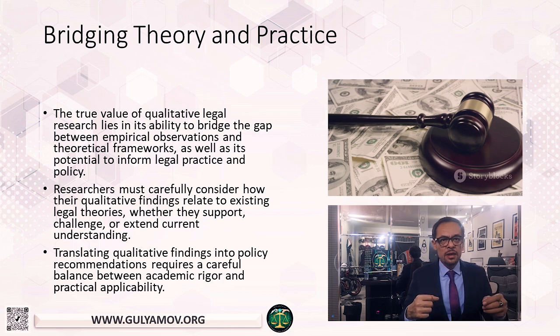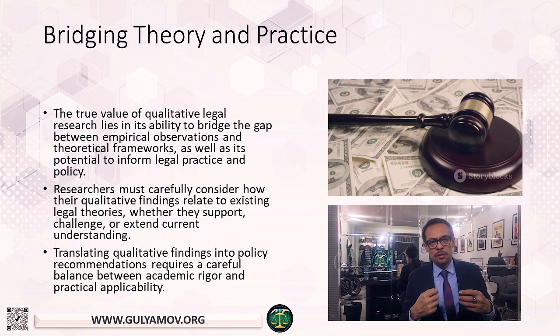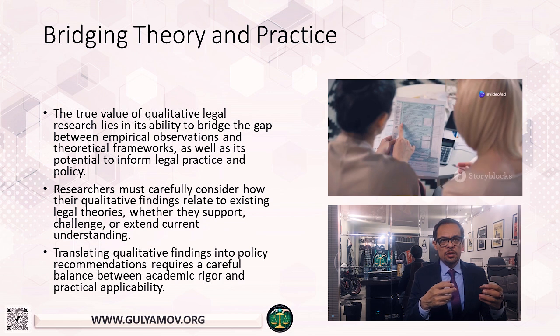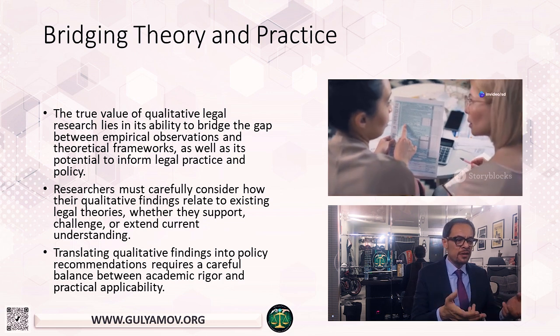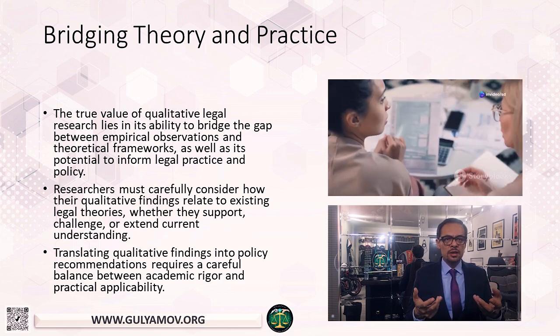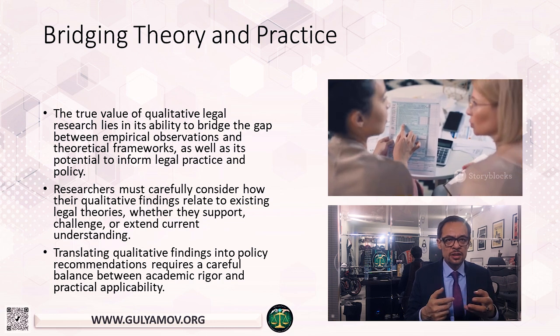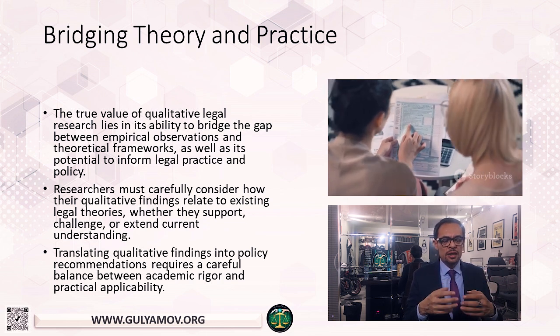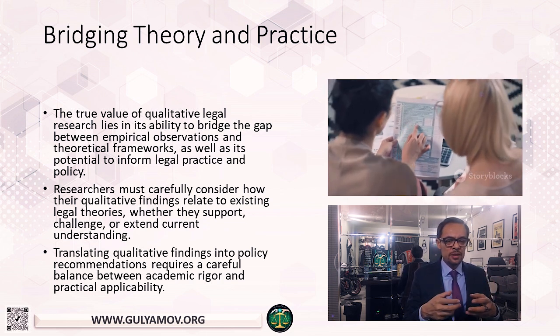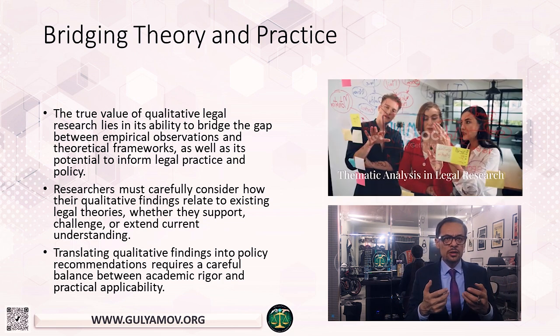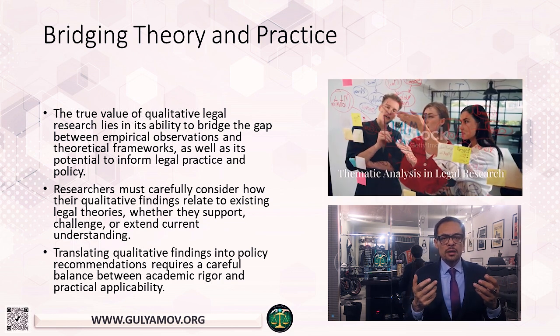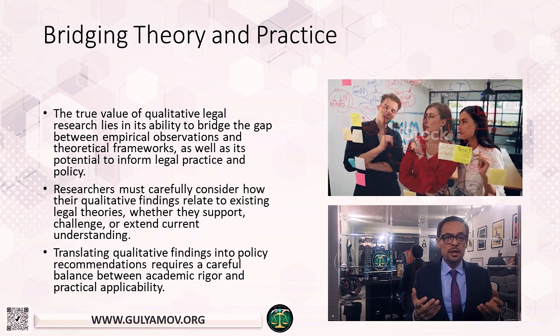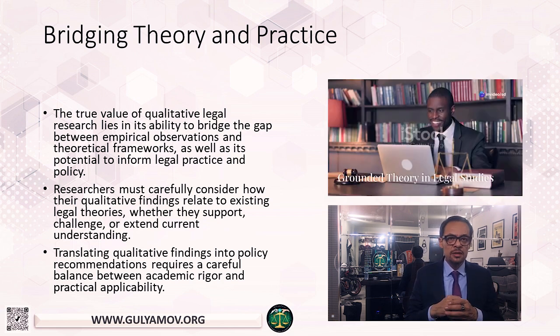Bridging theory and practice. The true value of qualitative legal research lies in its ability to bridge the gap between empirical observations and theoretical frameworks, as well as its potential to inform legal practice and policy. Researchers must carefully consider how their qualitative findings relate to existing legal theories, whether they support, challenge, or extend current understanding. For instance, qualitative insights into how judges interpret statutes in practice might lead to refinements in theories of statutory interpretation. Similarly, studies of legal consciousness among marginalized communities could inform critical legal theories.